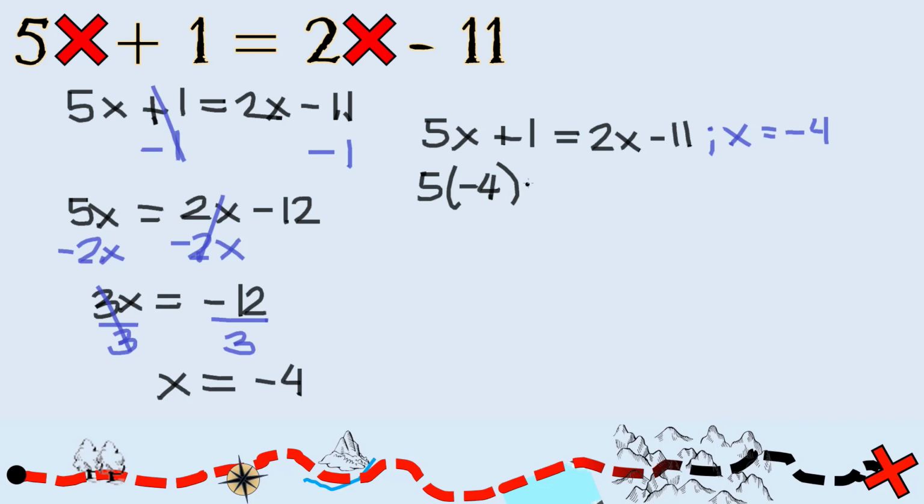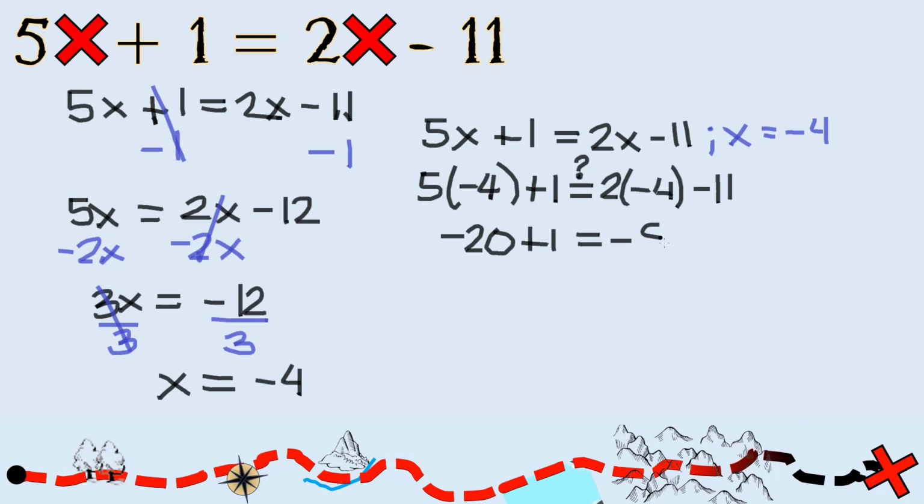So you have 5 times negative 4. Please do not forget to enclose it in parentheses. Plus 1 must be equal to 2 times negative 4. You have here minus 11. Once you're done substituting, don't forget to place here a question mark because you're on the checking process. Now, 5 times negative 4 is negative 20 plus 1. On the other side, 2 times negative 4 is minus 8, or negative 8, minus 11.